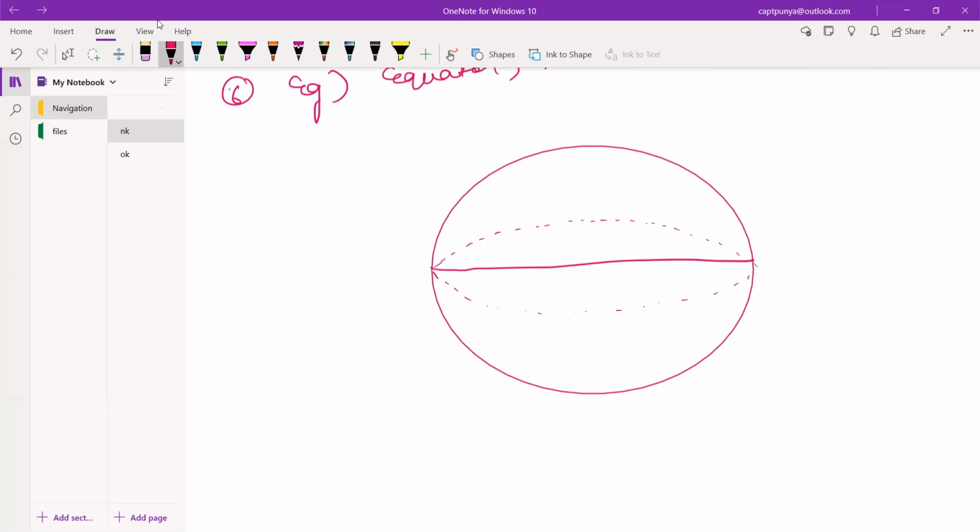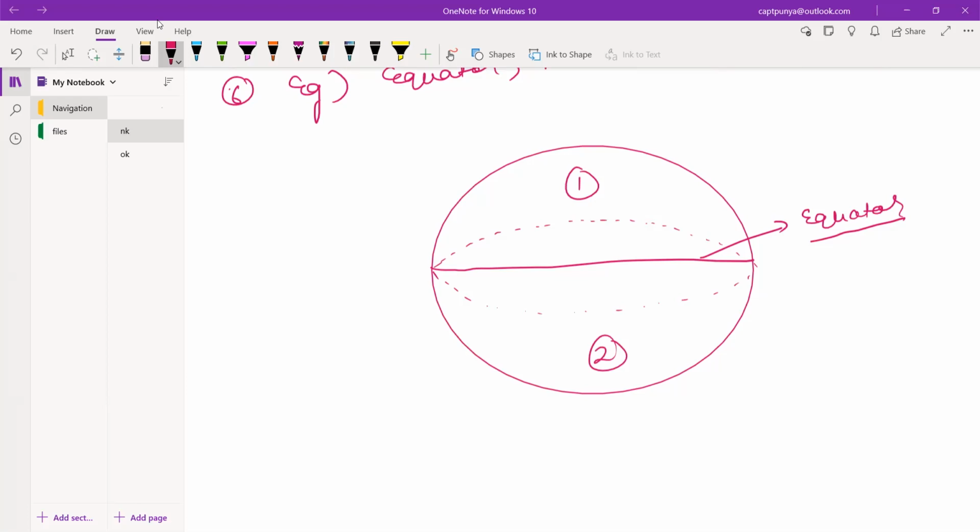So guys, this is the equator, and you can see the equator divides the earth into two equal halves, the first equal half and the second equal half, and that is why we call the equator a great circle, because it is dividing the earth into two equal halves. It has the same center and radius as that of the earth. Now guys, another definition: the great circle whose plane is at 90 degrees to the axis of rotation of the earth.